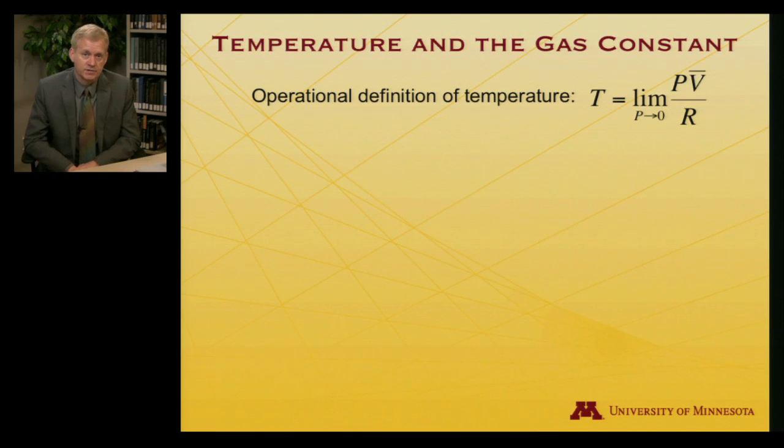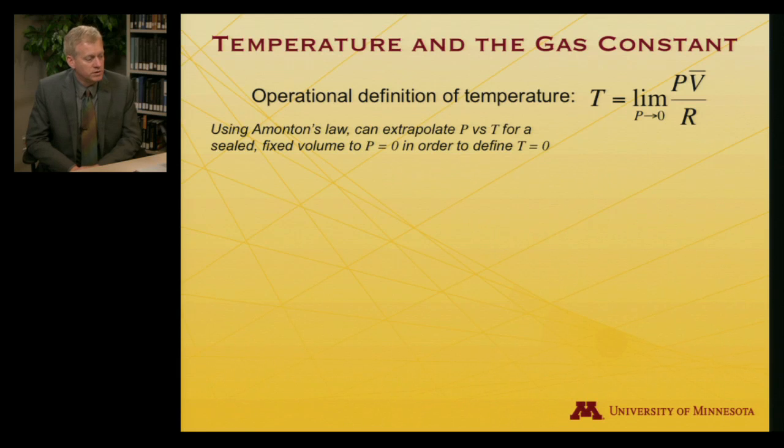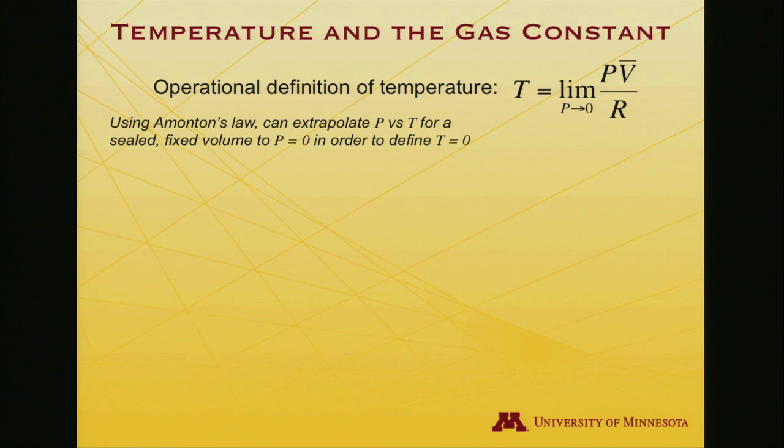And when is a gas at its most dilute? When it has its lowest pressure. So it's expanded to fill an enormous volume. So we can say then that the temperature is equal to the limit as pressure goes to 0 of pressure times molar volume divided by the universal gas constant. And so using Amontons' Law, we can extrapolate the pressure versus the temperature for a sealed, fixed volume all the way back to pressure equals 0 in order to define the 0 of temperature. Right? If pressure actually goes to 0, given that we've fixed volume, we would take temperature to 0.